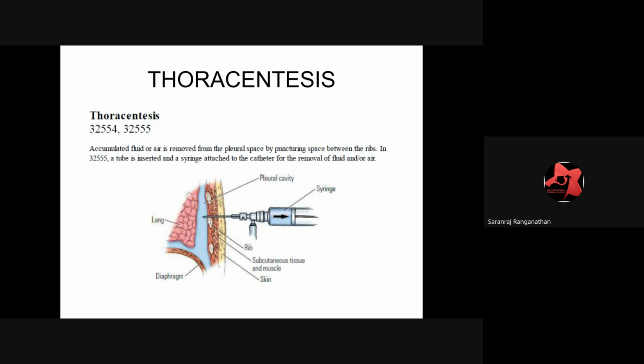Then the next one, thoracentesis. Thoracentesis means by inserting a needle, they collect unwanted air or fluid from the pleural space. That is called thoracentesis. So from the lung area or pleural space, they remove the unwanted air and fluid. We have CPT codes 32554 and 32555. You can see the image: the blue highlighted area is the pleural space. In this area they insert the needle and suction out the unwanted fluid. If an excessive amount of fluid is there, they will remove it.